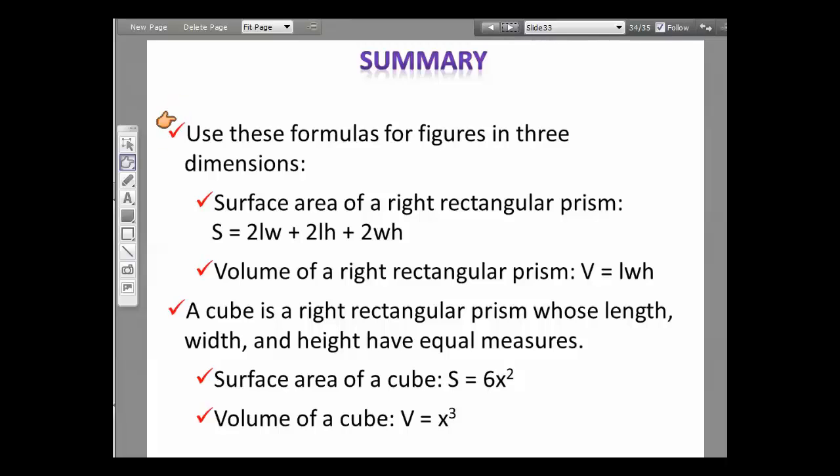Okay, so what have we learned today? Use these formulas for figures in 3 dimensions. The surface area of a right rectangular prism, you're going to use this formula. And for the volume of a right rectangular prism, you're going to use this volume formula. We also learned that a cube is a right rectangular prism whose length, width, and height have equal measures. And remember, when you're finding the surface area and volume of a cube, you can use these longer formulas, or you can use these shorter versions that we just went over in the examples. Okay, either one of them is fine.